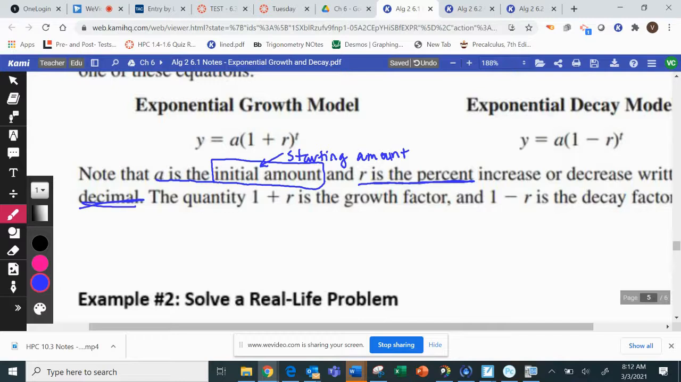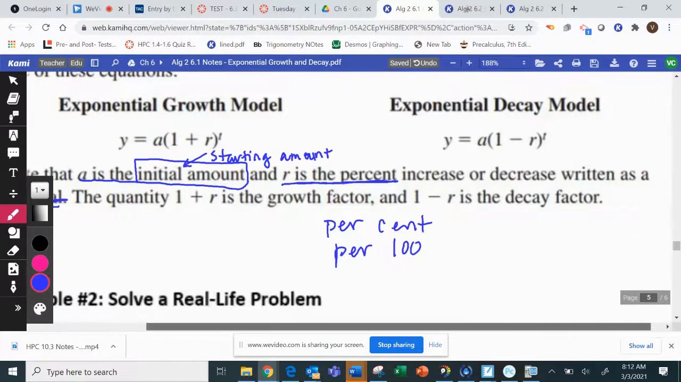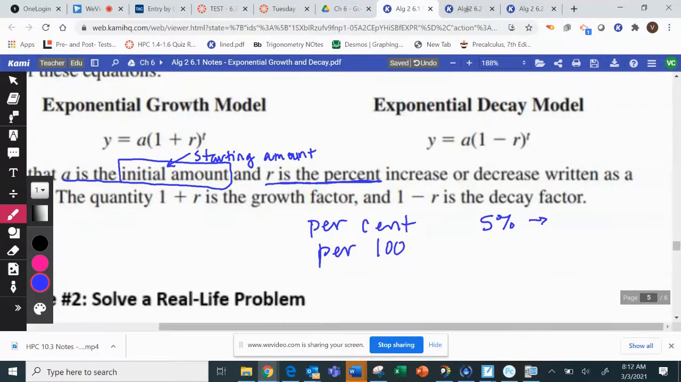So remember to write a percent as a decimal. The word percent means per 100. And so to write something like 5% as a decimal, we do 5 per 100, which is 5 over 100, and then you can write that as a decimal from there.